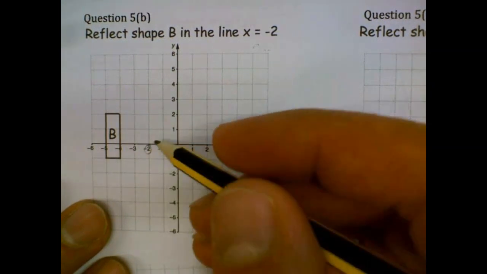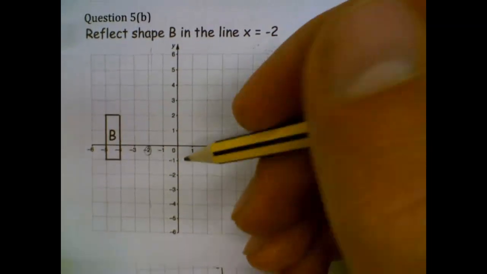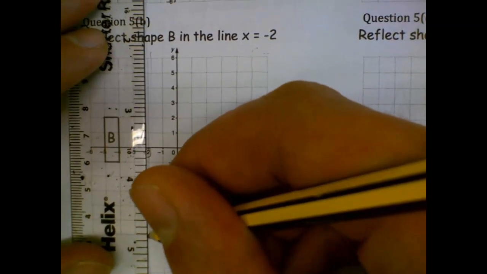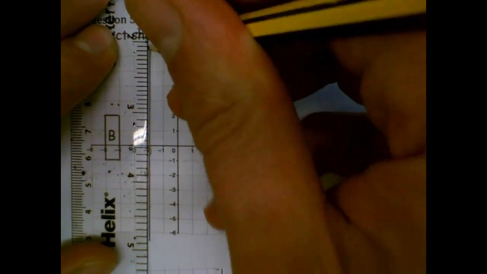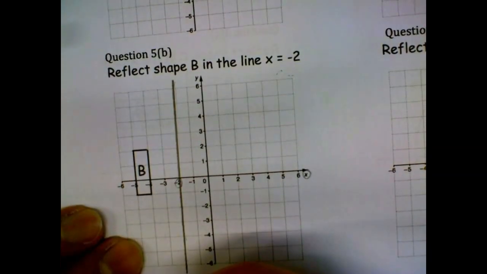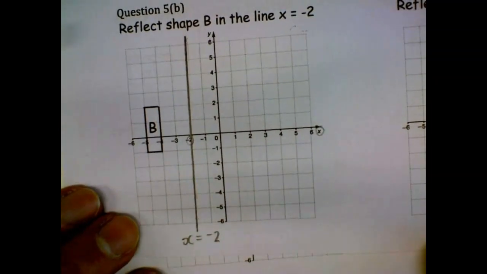-2 is here, and it's the line that passes through -2, so it's this line here. So let me draw that on there first. You must always draw it as well. Don't just say, yeah, I know where that is, I can reflect in it. You have to draw it. It's part of the question. X equals -2. I've labelled it, so I know that that is the line.